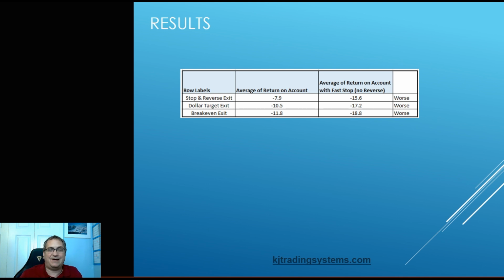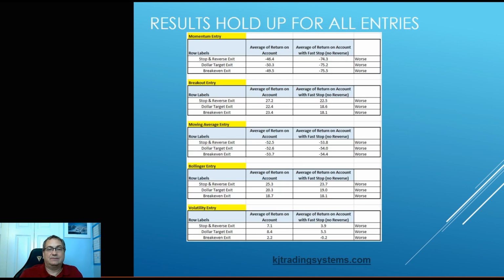So not very encouraging. So I thought maybe this is just because it's a certain entry and some of the entries might like it. So I decided to look at all the entries by themselves. And this might be a little hard to read, but basically it says it's always worse. This fast reverse, or this fast stop I should say, and no reverse doesn't help things at all. So this didn't work either.